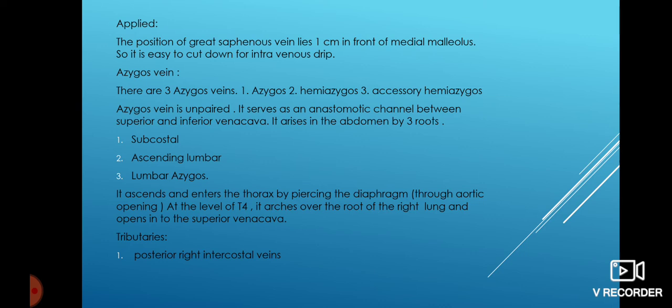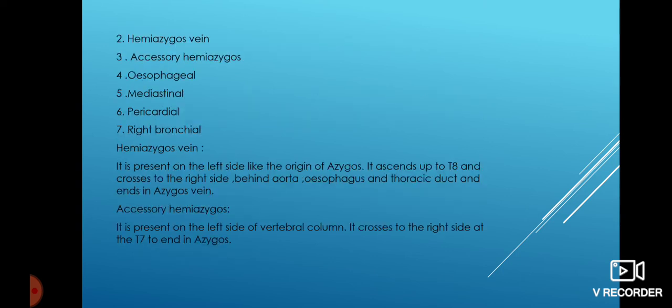It arises in the abdomen by 3 roots: a subcostal, ascending lumbar, and lumbar azygos. It ascends and enters the thorax by piercing the diaphragm. At the level of T4, it passes over the root of the right lung and opens into the superior vena cava. The tributaries are the posterior right intercostal vein, hemiazygous vein, accessory hemiazygous vein, esophageal, mediastinal, pericardial, and right bronchial vein.